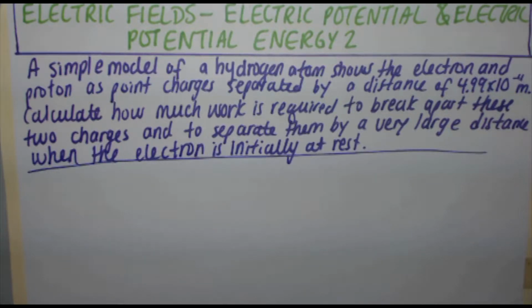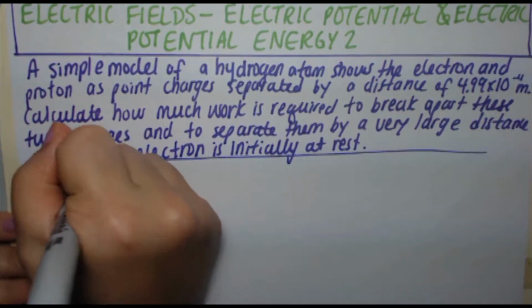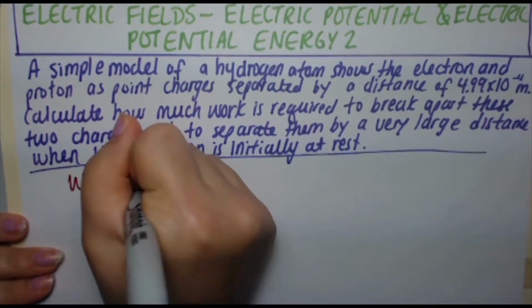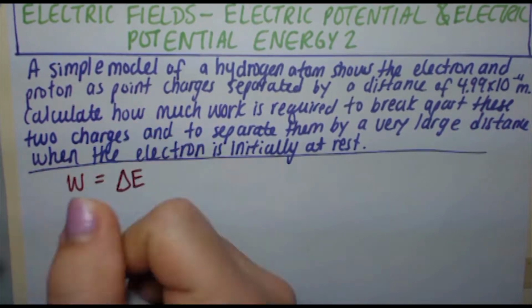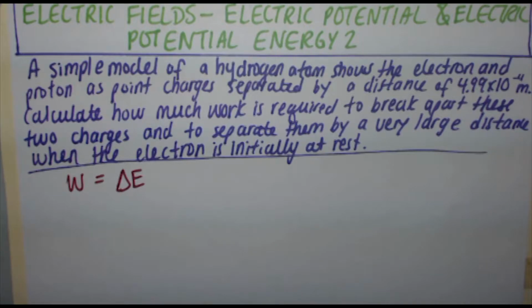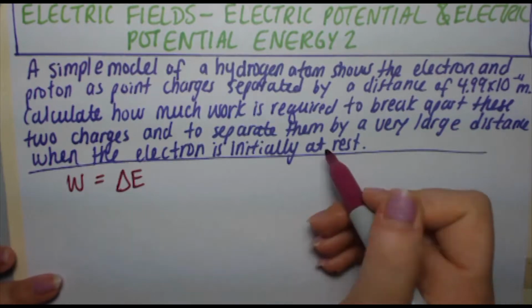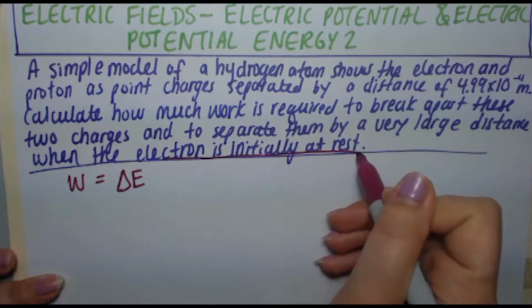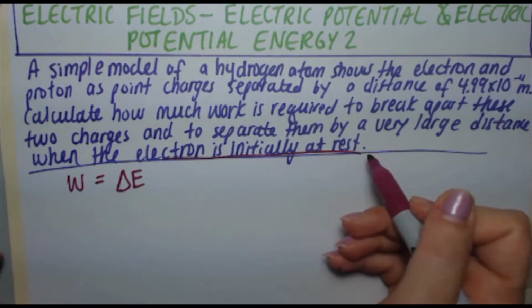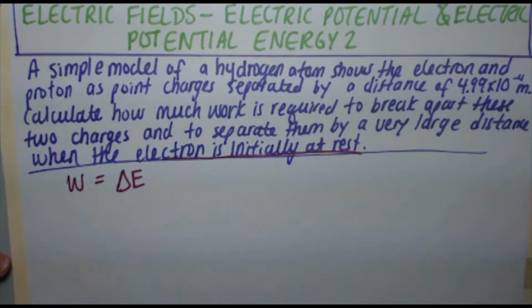So, the work required to overcome and to separate these two is equal to the change in energy, the amount of energy that must be altered from one form into another. Usually with these types of problems where you have charges, we're dealing with kinetic and electric potential. We're told that the electron is initially at rest to give us an idea that the kinetic energy may be zero, but you must also consider the proton.